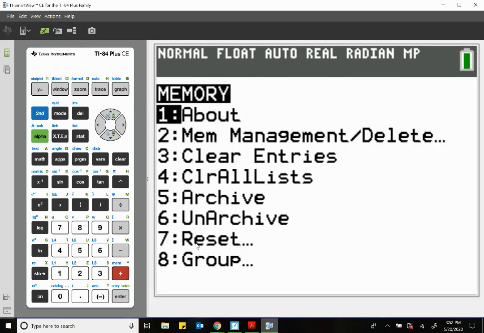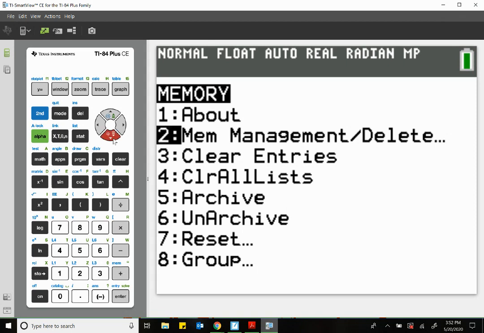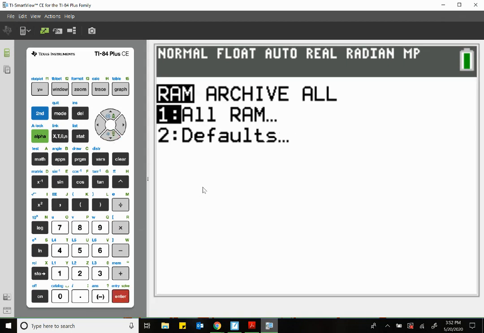If your graphing calculator is messing up, just go ahead and hit second and the plus sign. And right here, you can go to a reset. And tell it to reset, should be all defaults. Or if you just want to do all RAM, you can do that too. If you're borrowing a calculator from someone, probably go with the defaults. Just some general things like that.